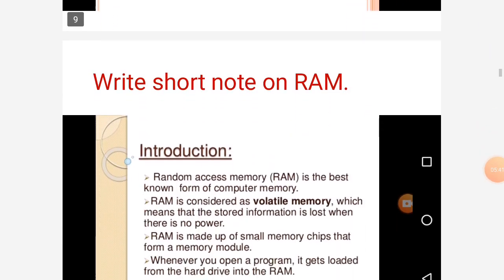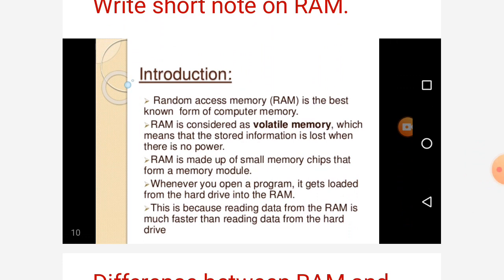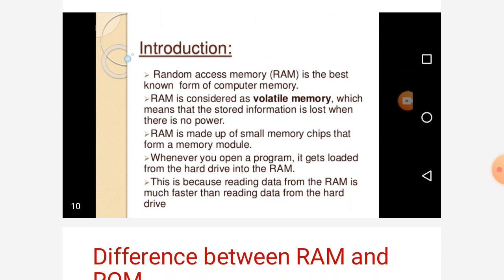Next is write a short note on RAM. Random access memory is the best known form of computer memory. RAM is considered volatile memory, which means that the stored information is lost when there is no power. RAM is made up of small memory chips that form a memory module. Whenever you open a program, it gets loaded from the hard drive into the RAM. This is because reading data from the RAM is much faster than reading data from the hard drive.